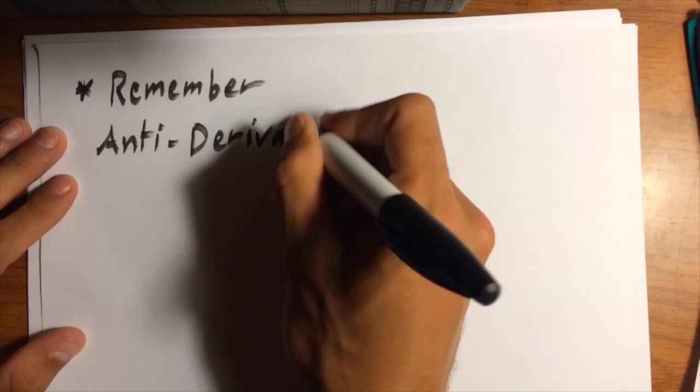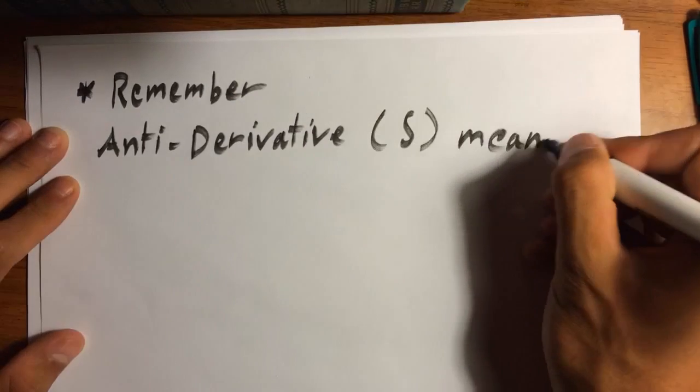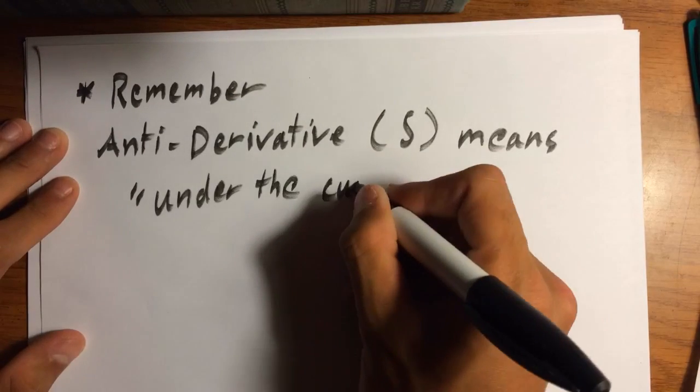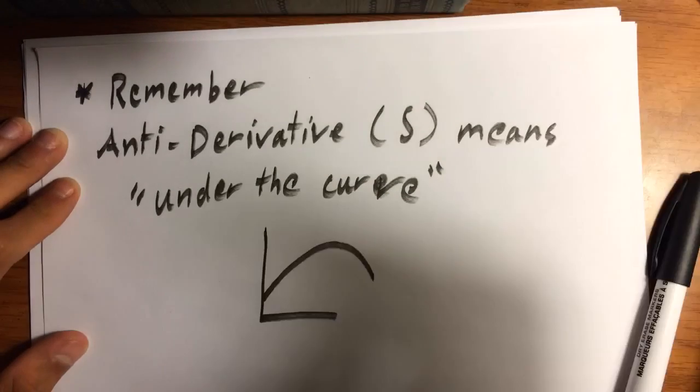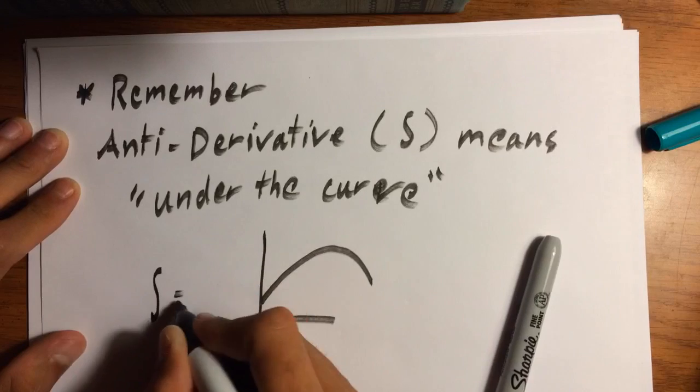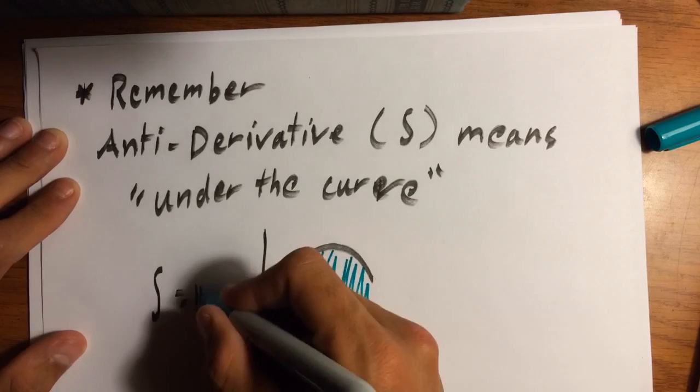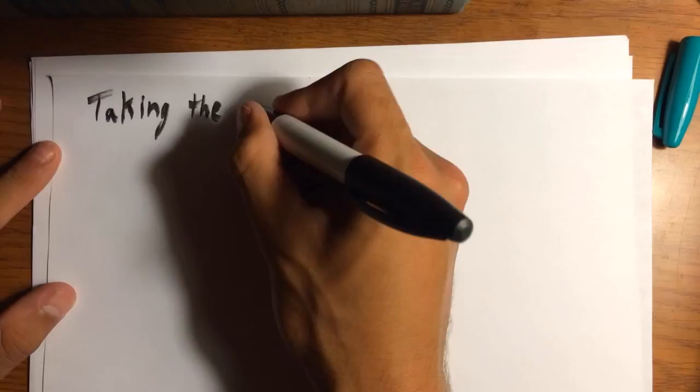So remember, the antiderivative is the symbol and means underneath the curve of the graph. So as we see in this graph, the antiderivative equals the area under the curve.